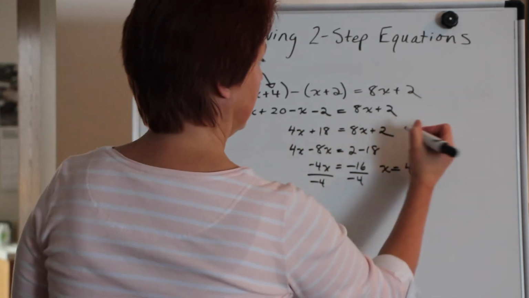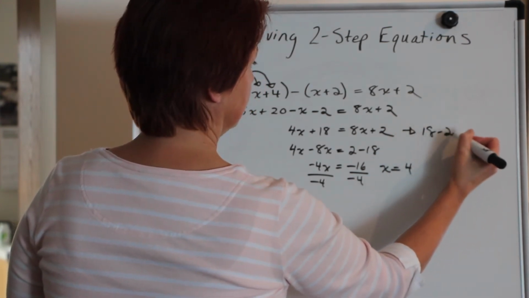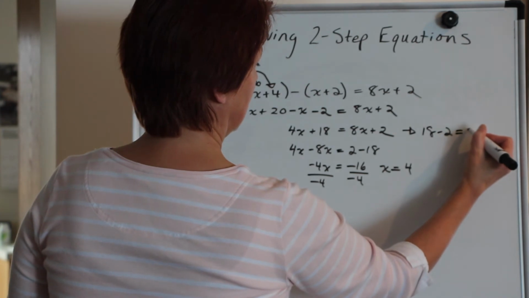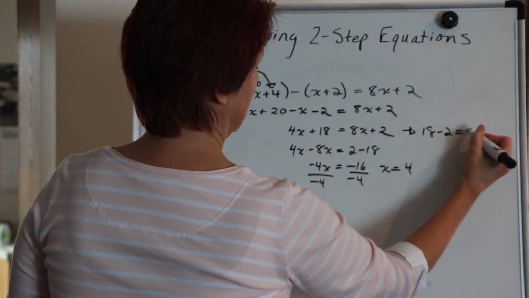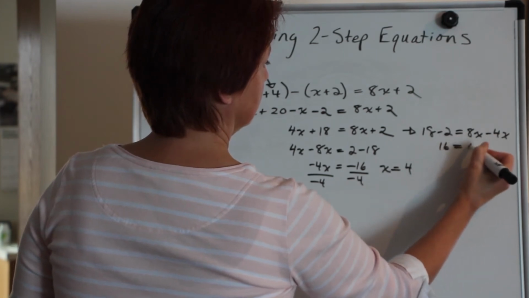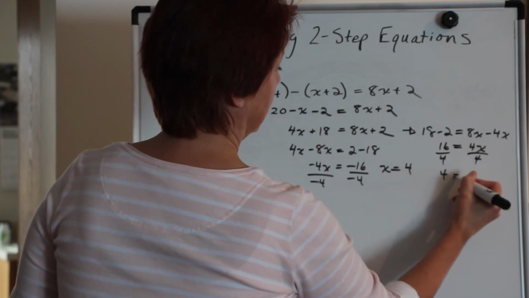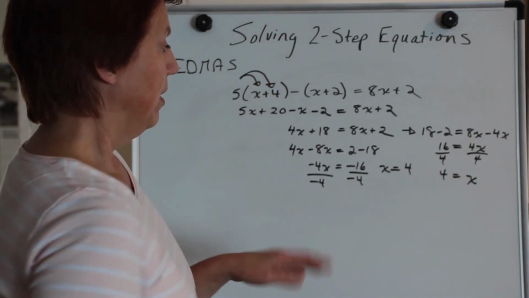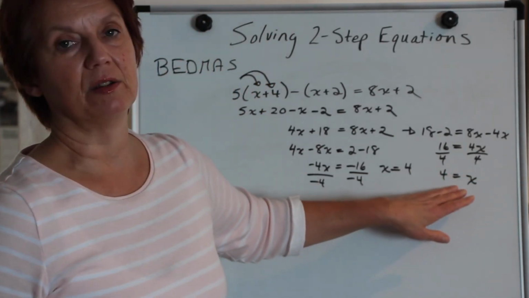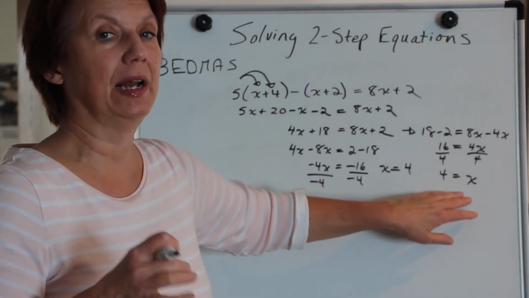So if I did that from here, I would get 18 minus 2 equals 8x minus 4x, right? And then I would get 16 is equal to 4x, and divide out the 4, and I get this. Now, I don't know about you, but I don't like this answer, okay? I mean, it's right, but we're not defining 4, we're defining x.